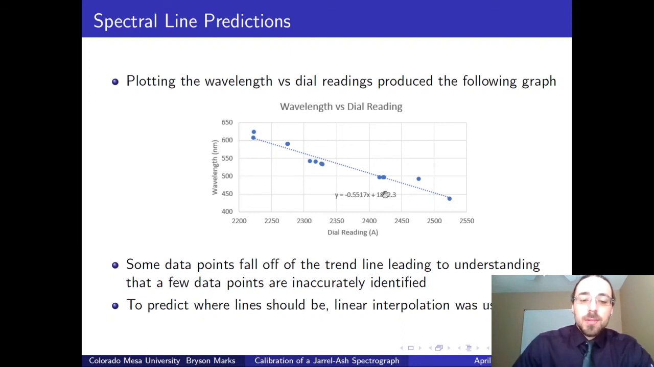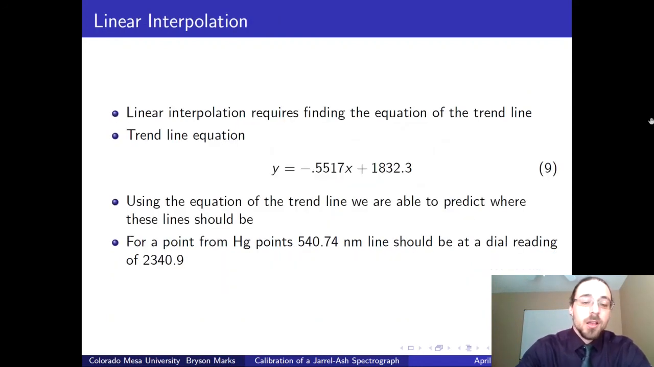If you look in the middle, we have 3 dots that do not lie on our distribution, and we have one over here that does not, as well as one on the top left there. These data points, if they fall off the distribution, like I said earlier, need to be reanalyzed. So to predict where these lines are, I decided to use linear interpolation. Linear interpolation requires finding the equation of a trend line, so I used the trend line equation from the Excel graph from the previous plot.